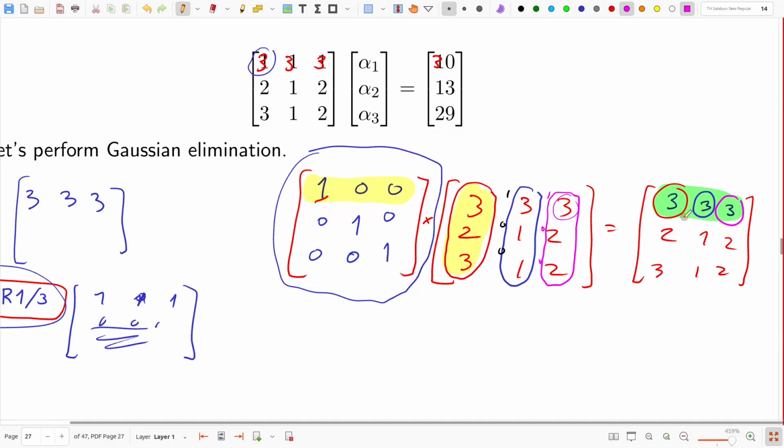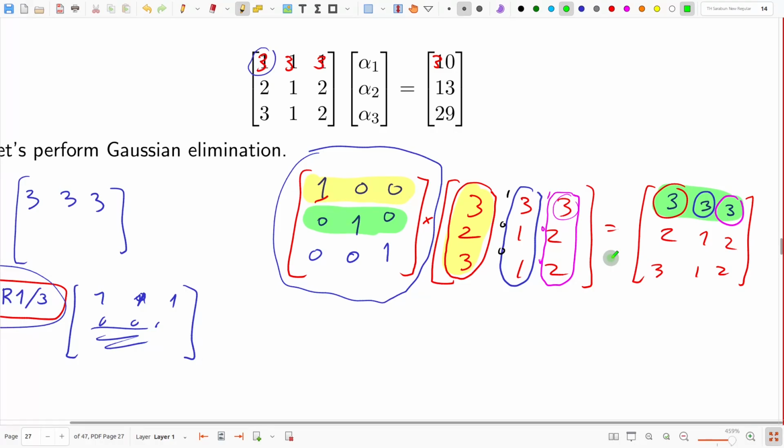How do I get the second row? I use this row and do the multiplication again. But because it's 1 in the middle, I pick the second row, and I get the second row here. And how do we get the last row? I use the last row here, and the 1 goes to the last row, so I get 3, 1, 2.